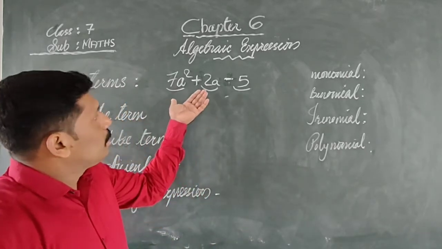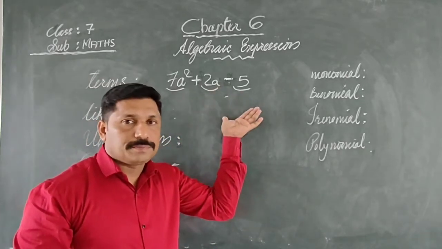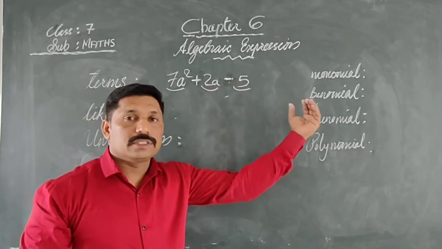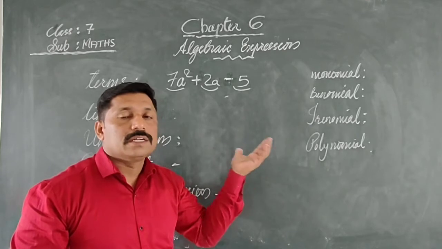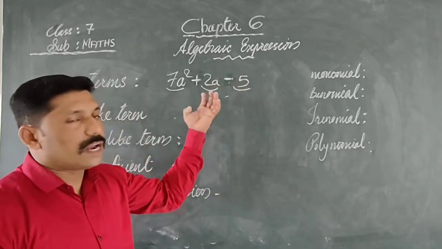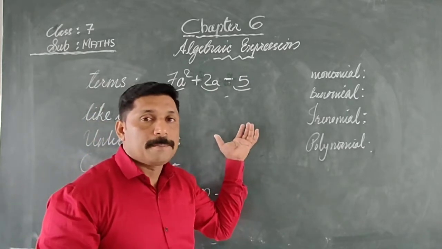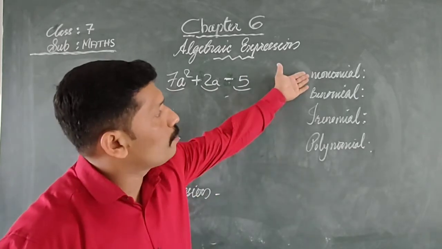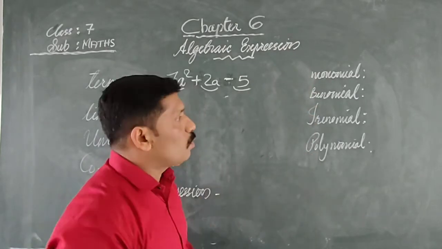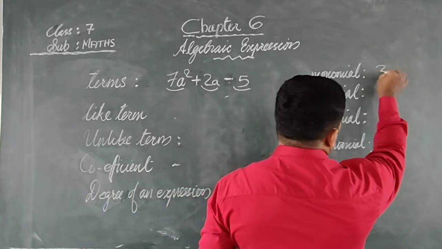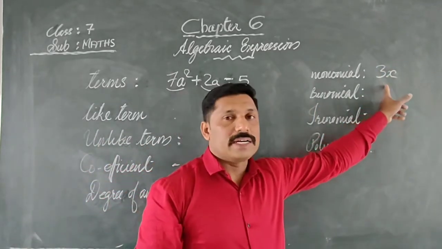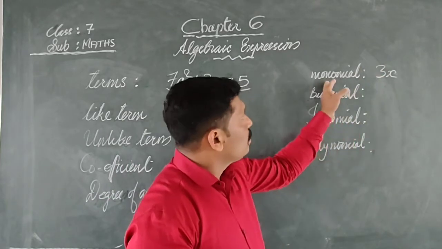Algebraic expressions are made up of different terms. Sometimes there can be only one term, sometimes two terms, sometimes three terms, sometimes more than three terms. On the basis of the number of terms, expressions are divided into monomial, binomial, trinomial and polynomial. Monomial means only one term will be there. Example, 3 terms. This is also an algebraic expression, but it has only one term. Such expressions are called monomial.